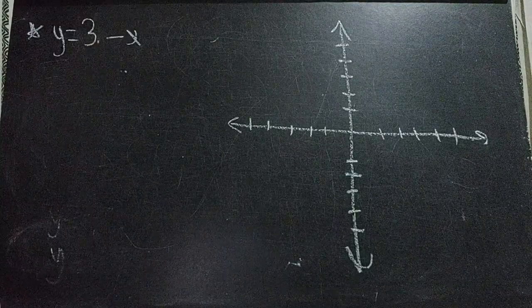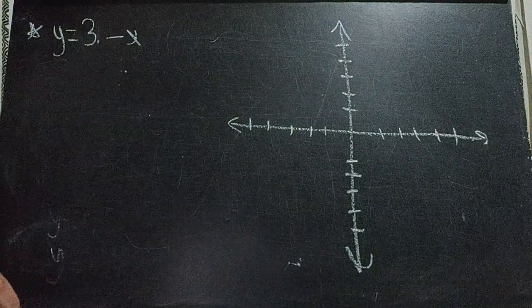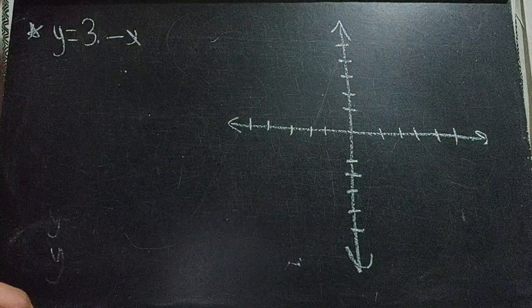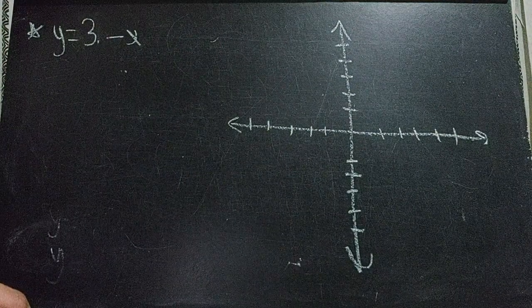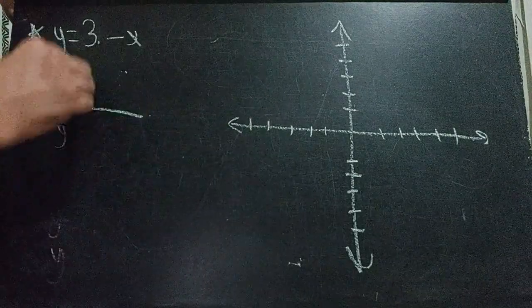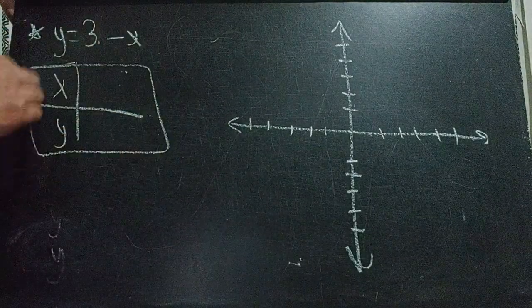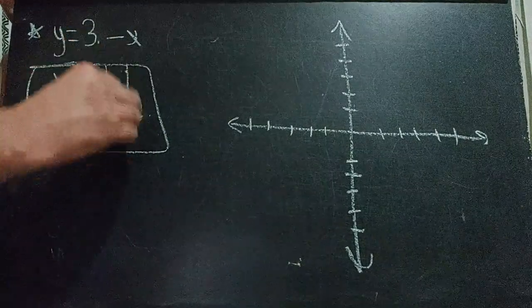Alright, now for this question you can use both methods, intercept or table method. It is up to you. Let me use table method first. That will be x, y. I want to give -1, 0 and +1.